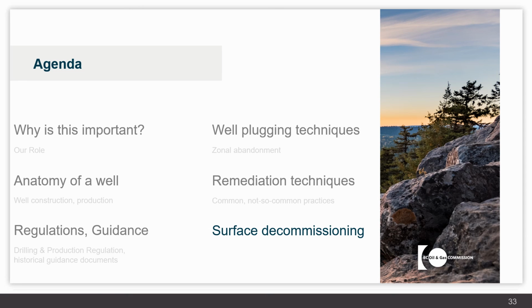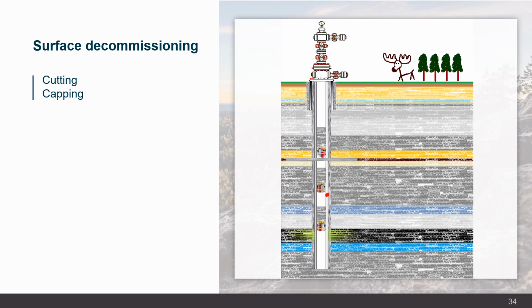Once all the necessary downhole activities have been completed, including zonal abandonment and, if necessary, remediation, surface decommissioning activities can take place. Surface decommissioning consists of two steps: cutting and capping. To cut the wellhead off, the wellhead, casing strings, and cement sheaths are cut off at a depth of 1 to 2 meters below ground level.